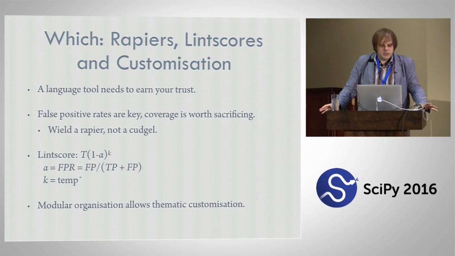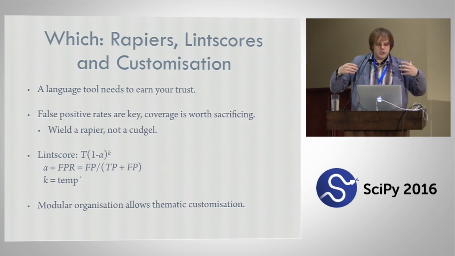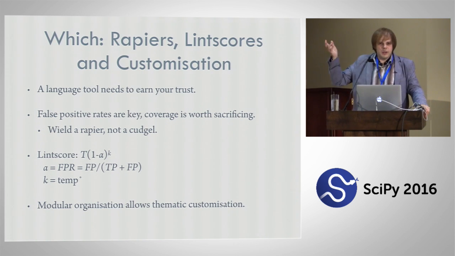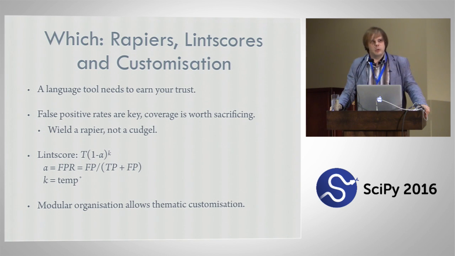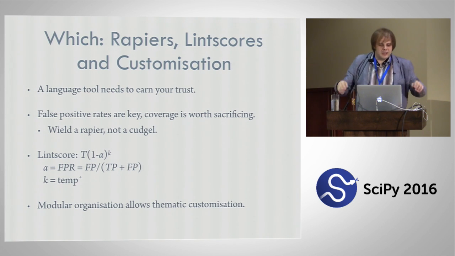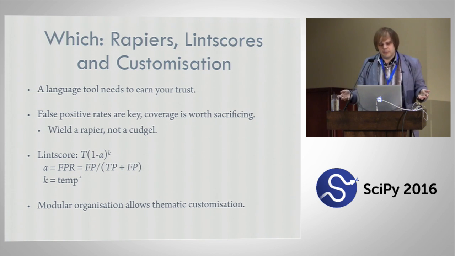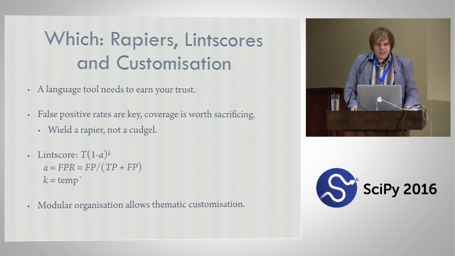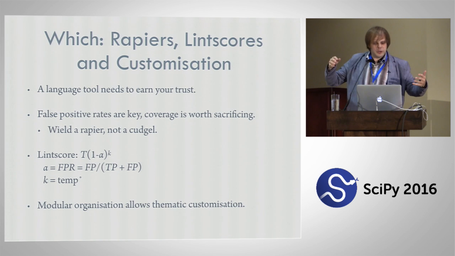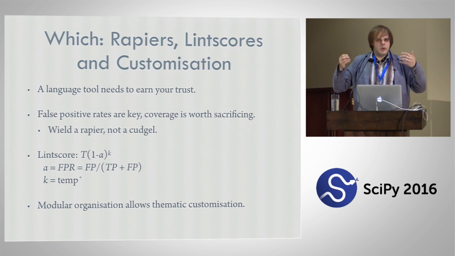In order to evaluate this for ourselves, we use the lint score. That is just the number of true positives times 1 minus the false positive rate, raised to a temperature that we're calling K. It tells you how much you want to penalize for a high false positive rate.